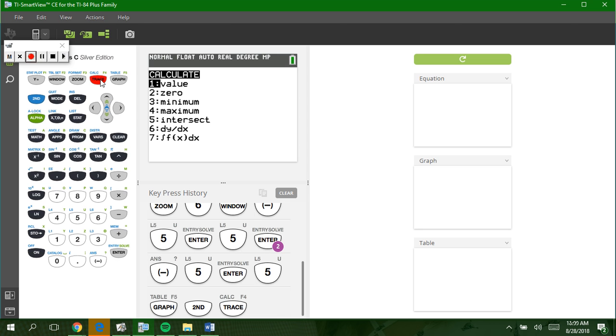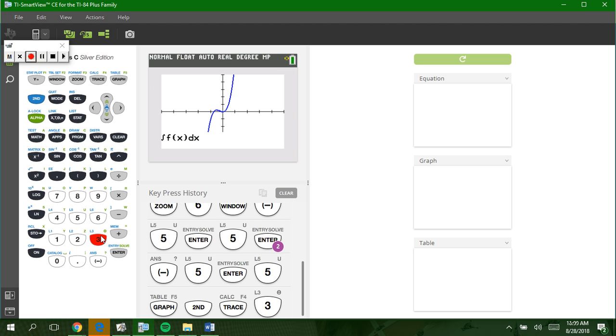Notice, what did I want to find? The low point. What is that low point called? A minimum. That's a low point. So I'm going to do number 3. Now, look at our instruction. What does our first instruction ask us to do? Left bound. What does that mean? I need to be to the left of that minimum.